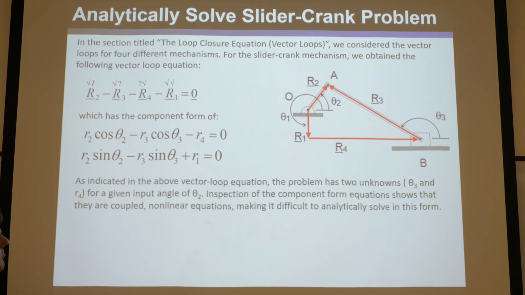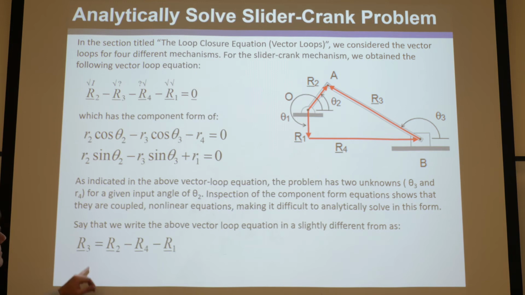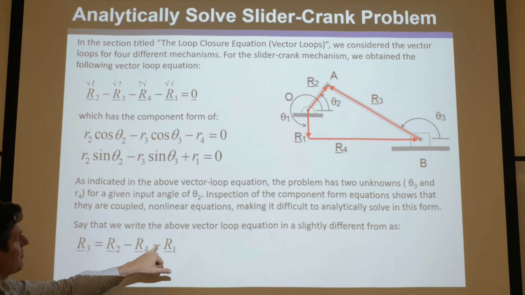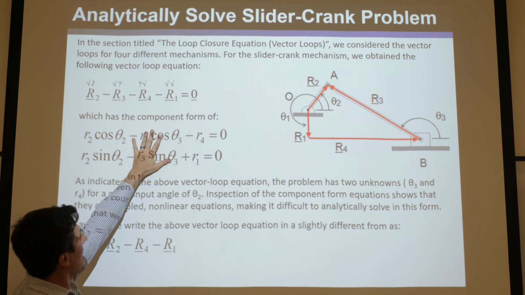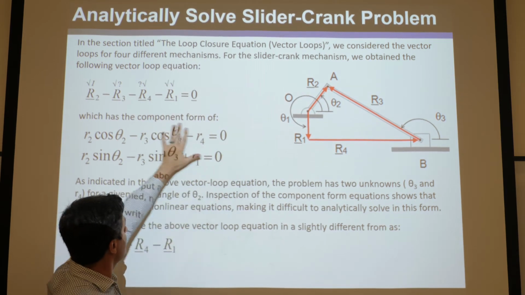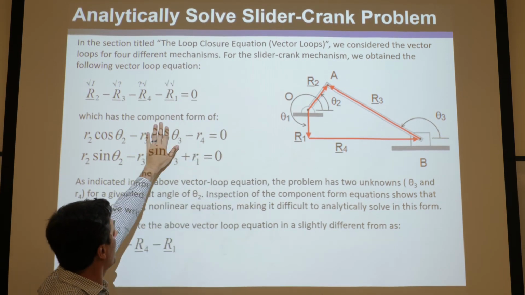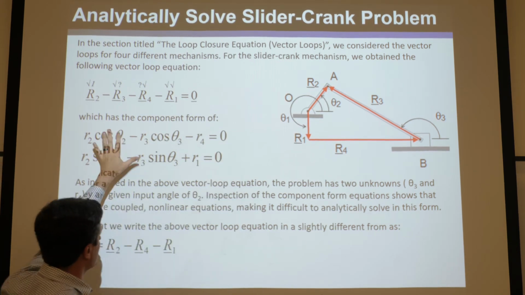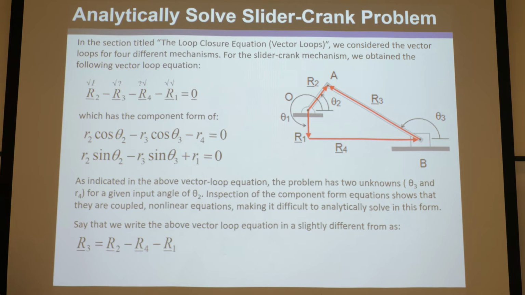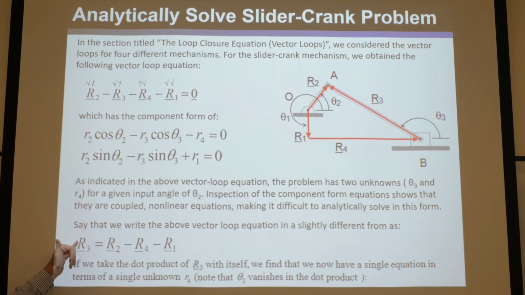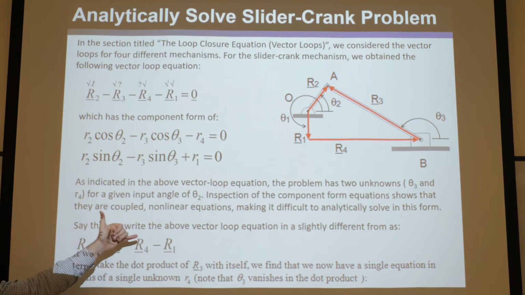So one approach you can do, okay, is rearrange this vector loop equation above, where you put R3 equals R2 minus R4 minus R1. So you just rearrange that. Another way to think of it is you could just add this to that side and set that as equal. So now this part's on that side of the equation and everything's over there, okay? And then what you can do is, you want to get rid of theta 3 so you can solve for R4. So the way to get rid of theta 3 is take this equation and dot product it with itself.